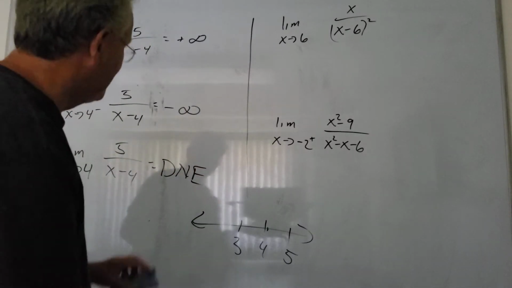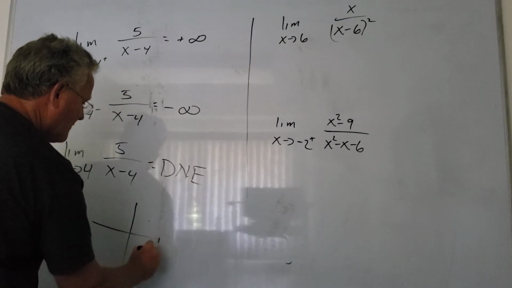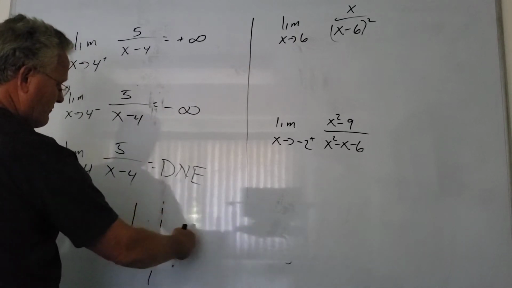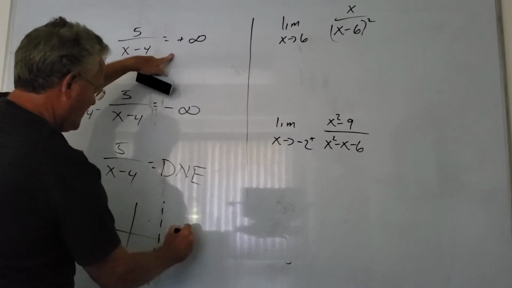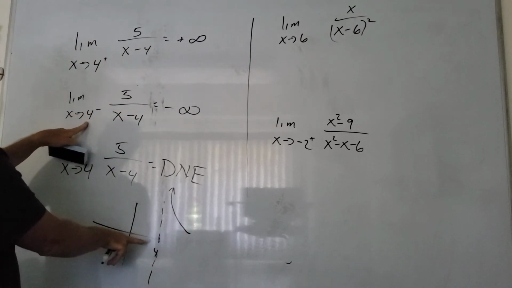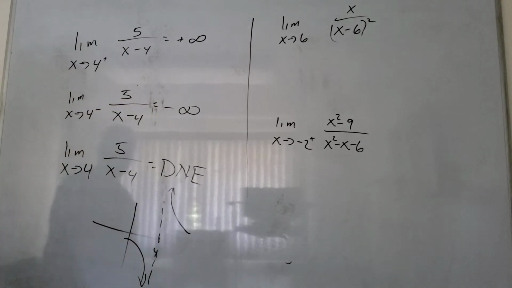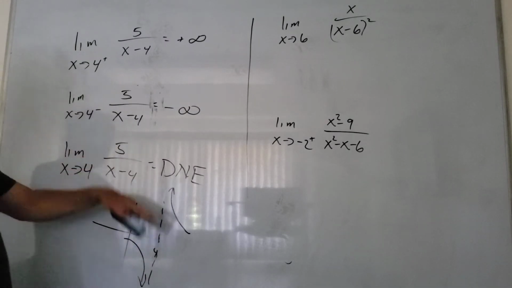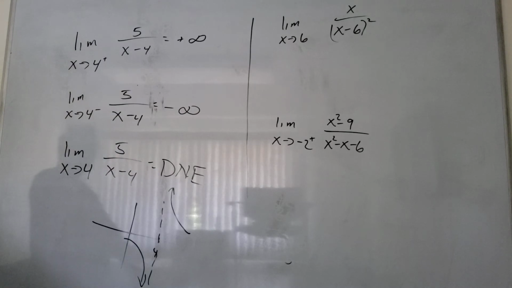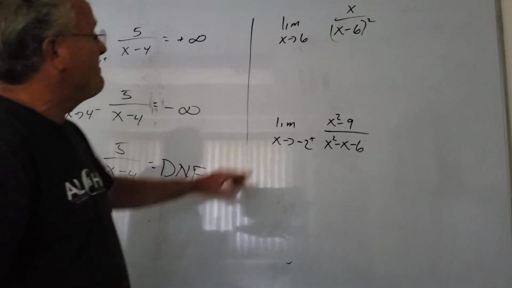So what is this really telling us? We can tell from the graph that at 4 we're getting a vertical asymptote. As we approach from the right, our graph is going up to infinity. As we approach 4 from the left, our graph is going down to negative infinity. We'll worry about the end behavior later, that's a different limit, when we discuss horizontal asymptotes.